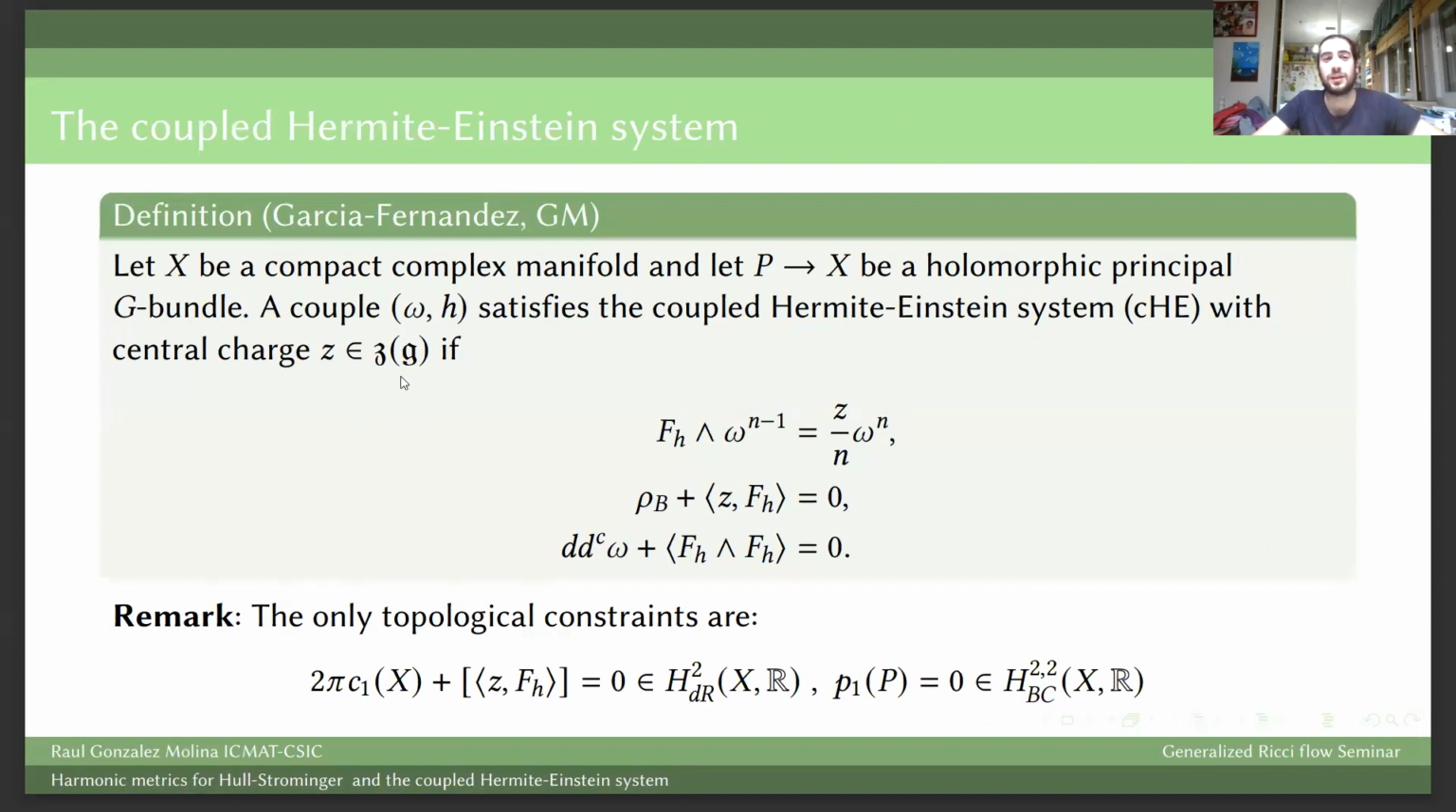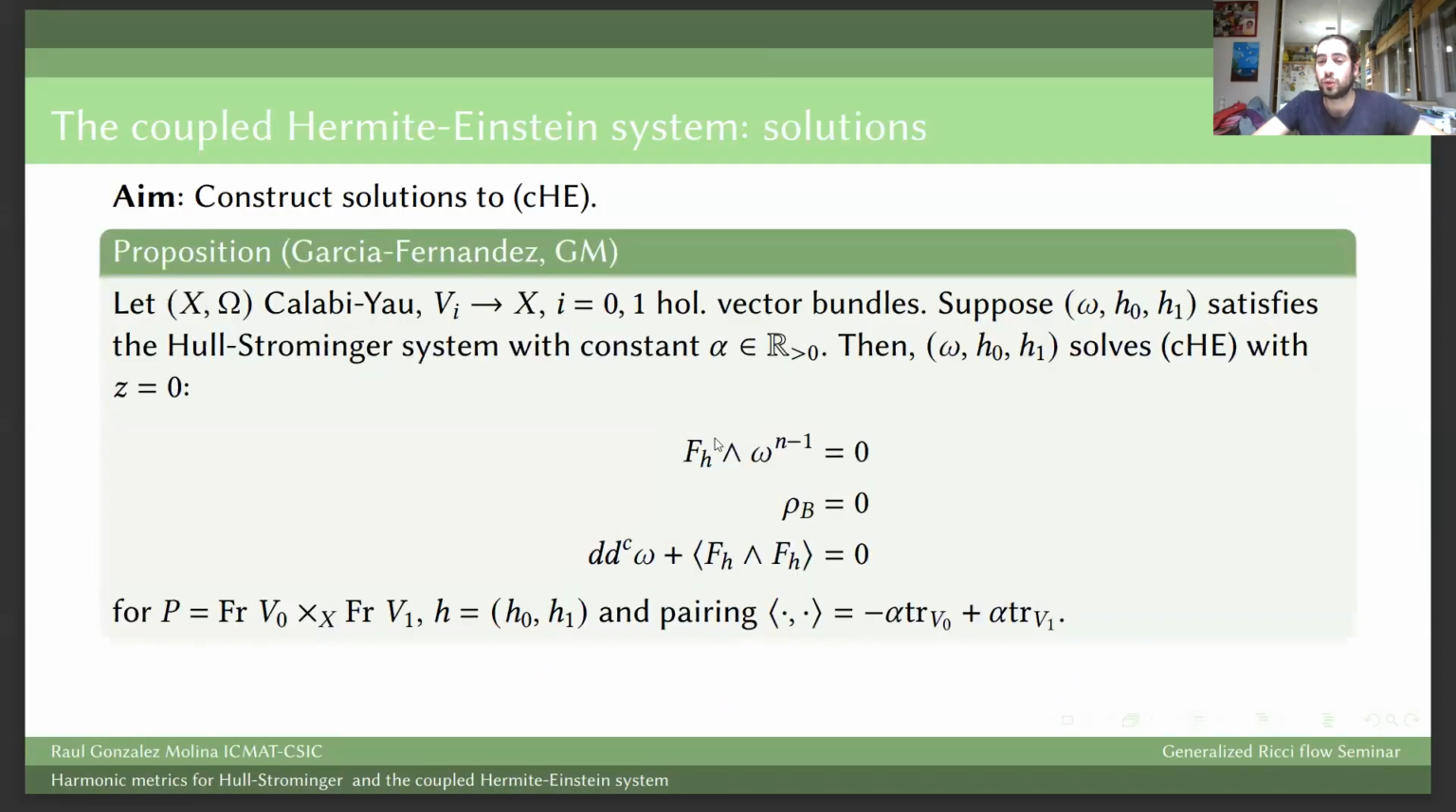asks for some data in the center of the Lie algebra for a central charge. If I assume this is 0, then a solution to the Hull-Strominger system gives me a solution in particular to this system. This is the coupled Hermite-Einstein, in which I have set the central charge to 0. And this is the thing. So what this just says is that the Hull-Strominger system is stronger than this new system.